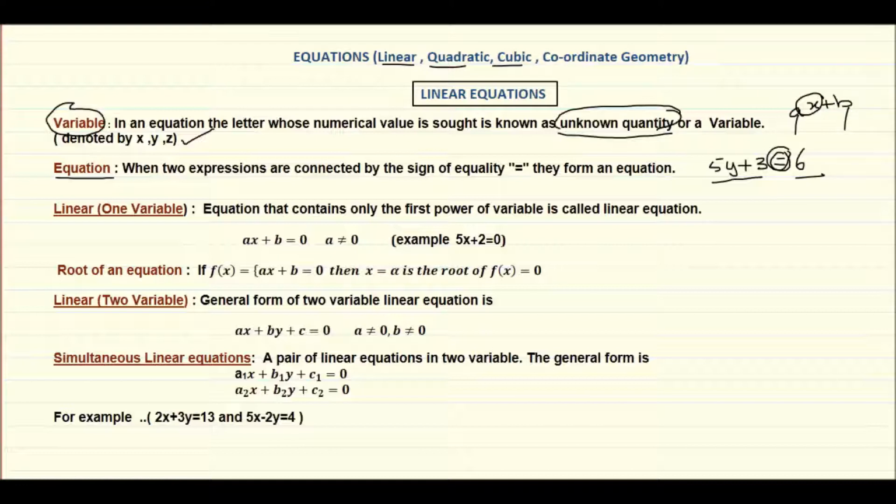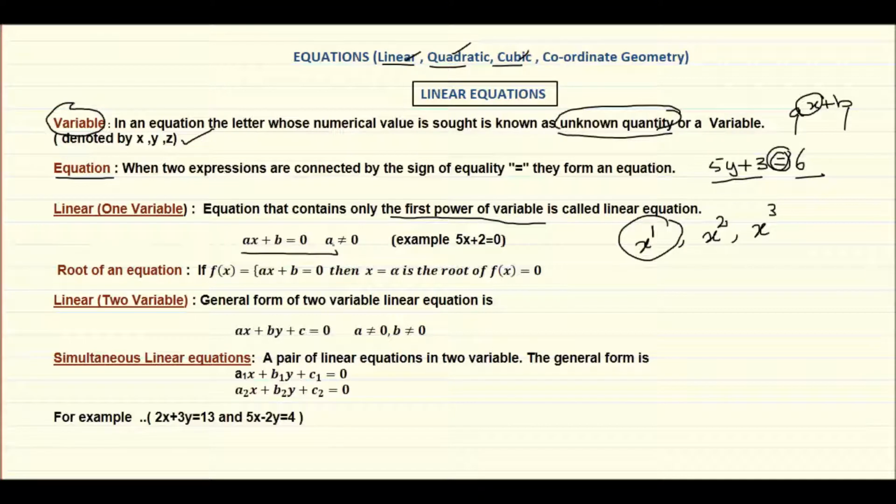There are three types, as we know: linear, quadratic, and cubic. What is a linear equation? An equation that contains the first power of the variable. First power means x power 1. A quadratic equation has the second power, x power 2. Cubic is nothing but x power 3. Now we are going to learn about linear equation. The linear equation only has the first power of the variable.